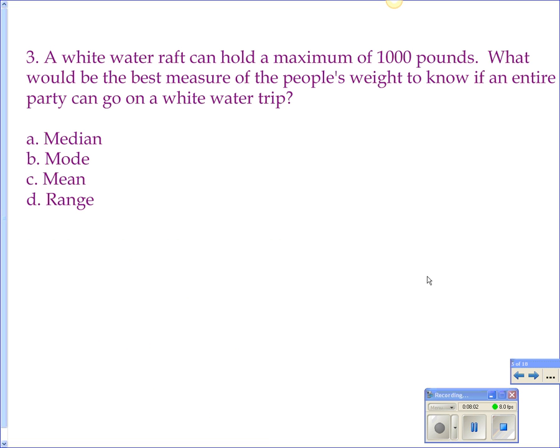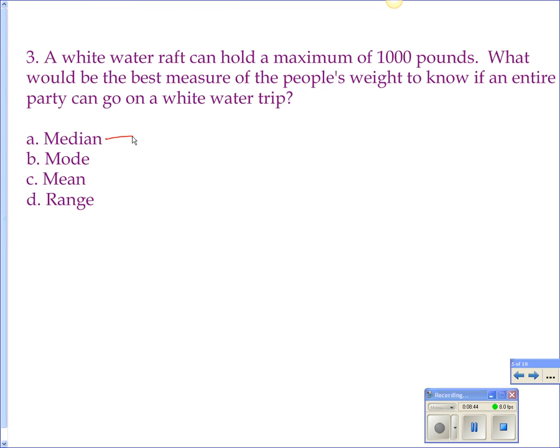Okay, number 3. Faith, read that one for us. Good. Okay, so what's happening in this problem? What are we doing in this problem? All right, we want to know if me and a group of friends go whitewater rafting, if we can all go on the raft. How much will the raft hold? 1,000 pounds.